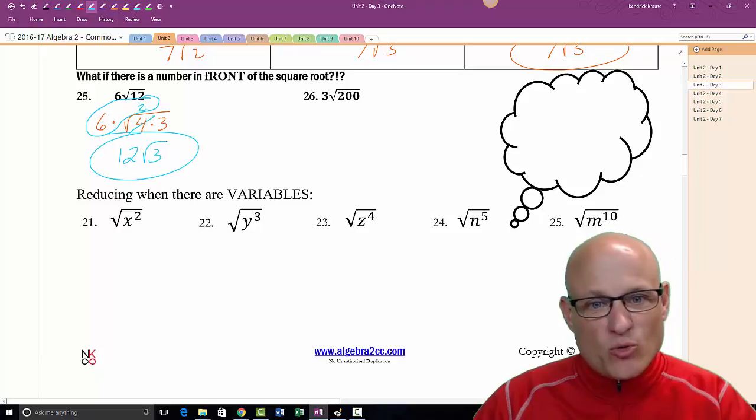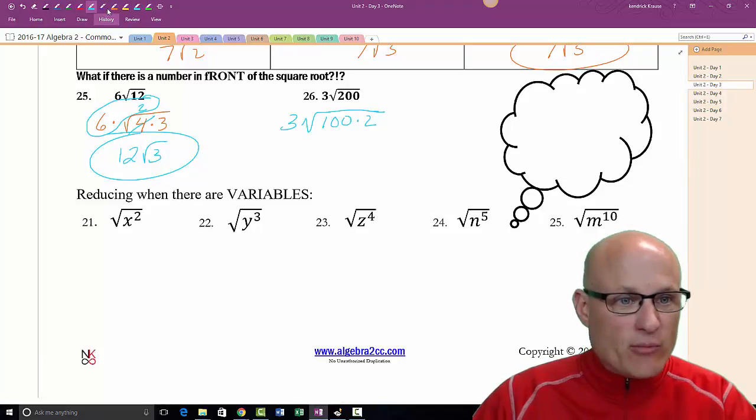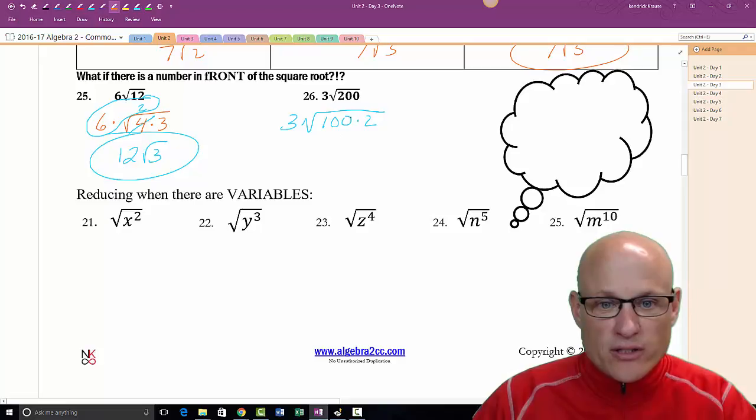All of this should be reviewed right straight from algebra. I'm going to do 3 times the square root of 100 times 2. Of course, if it ends in double zeros, 100 goes into it. The square root of 100 is 10. This makes 30 square roots of 3.